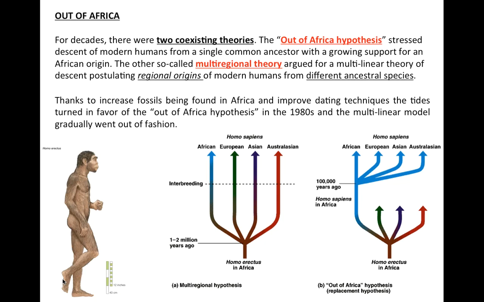Previously, there was a competing theory that Homo erectus left Africa and settled in various continents around the world, where divergent subspecies or species evolved, and through a period of interbreeding that led to the rise of Homo sapiens. This was known as the multi-regional or multilineal model.